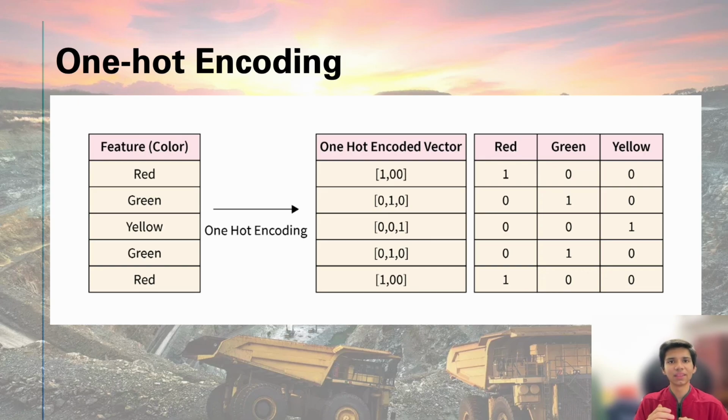So let's take a look at the example we have on screen. We have a standard data type, which is quite similar to the one that we had in our own, which is the color, right? That's the feature. Now within color, you have red, green, yellow, green, and red again. What one-hot encoding does is it converts this into a vector, which you can see in the one-hot encoded vector table. And then what it does is it creates 3 new columns, red, green, and yellow, all the colors that were originally within the color column.